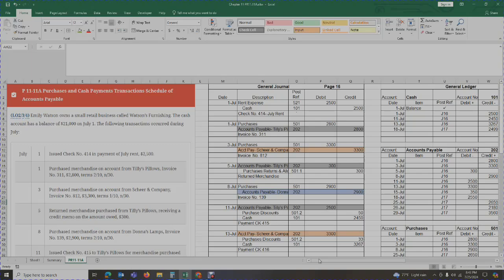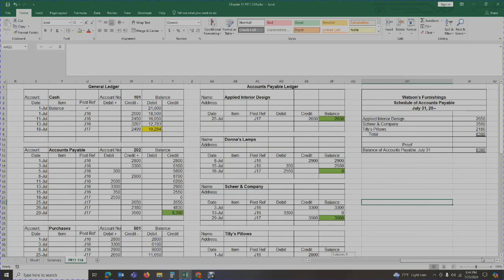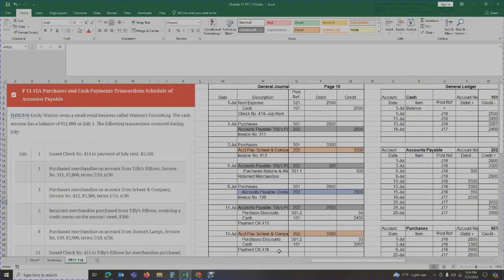I hope that it is of use to you. Me going over in detail how to do each of the transactions, and then how it's transferred over to your general ledger, how it's transferred over to your subsidiary ledgers, and then finally how you prepare your schedule of accounts payable. Okay, please make sure to read the chapter before you attempt it.